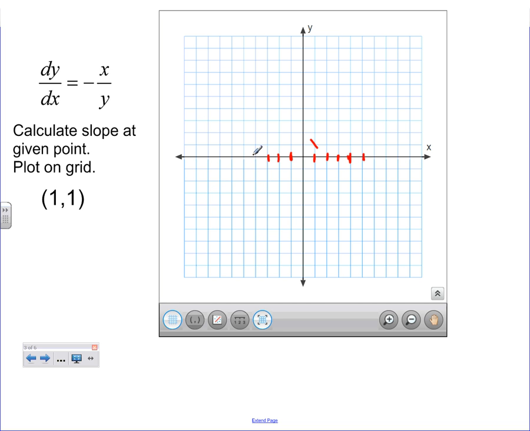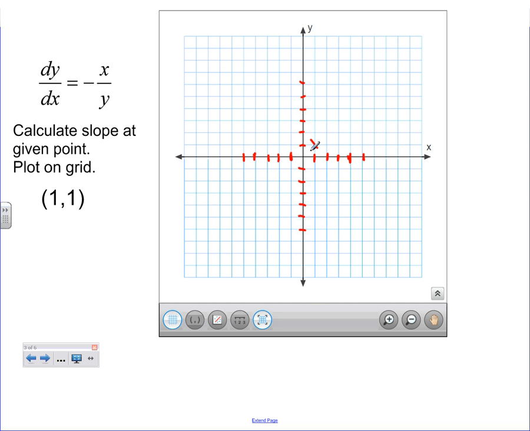What's going to happen on the y-axis? On the y-axis, x is 0 and y is whatever value it is, so I'm going to have 0 over some number, so I'm always going to get 0. So along the y-axis, all my little slopes are going to be horizontal lines. It's fine detailed work.